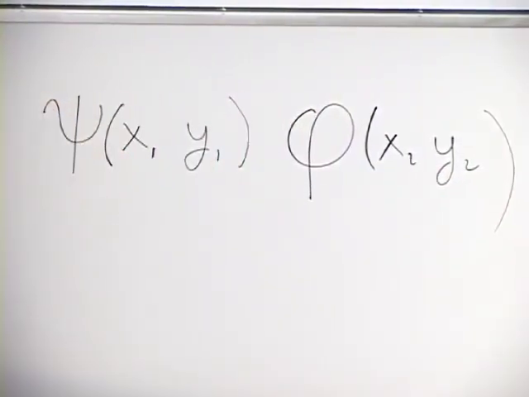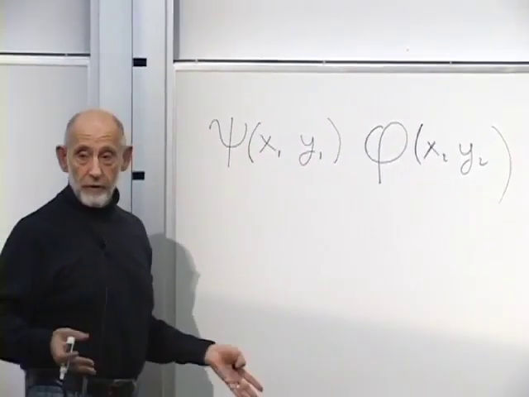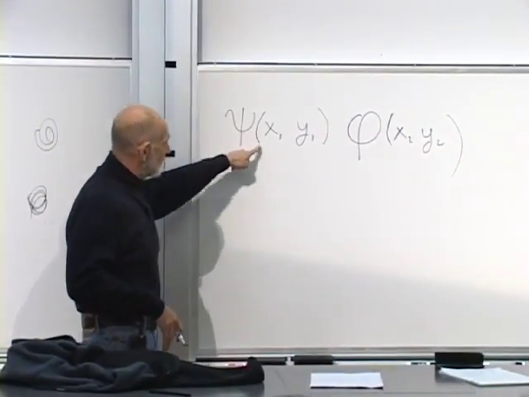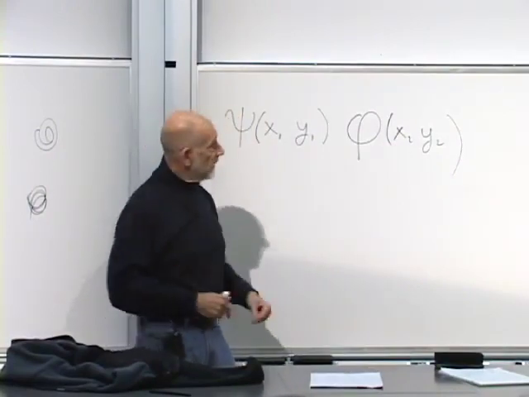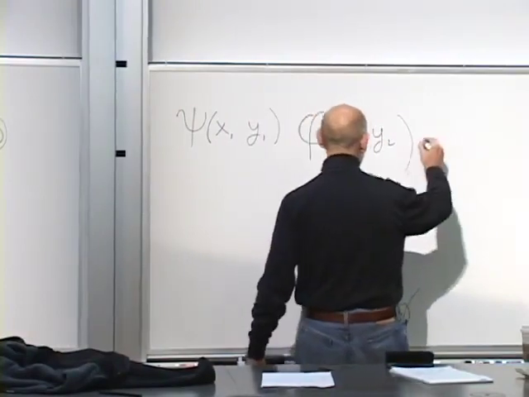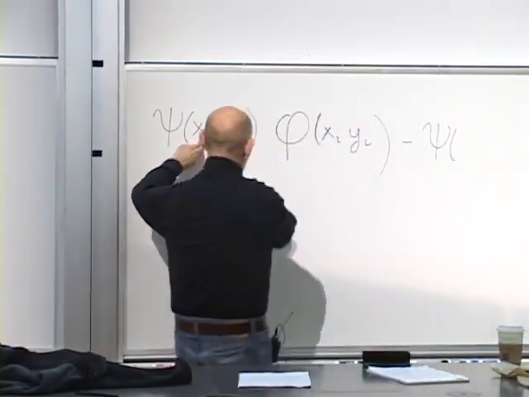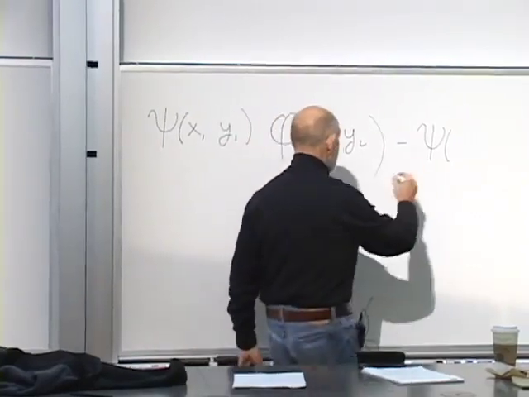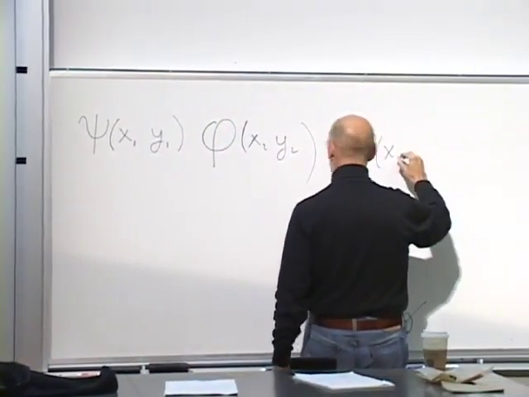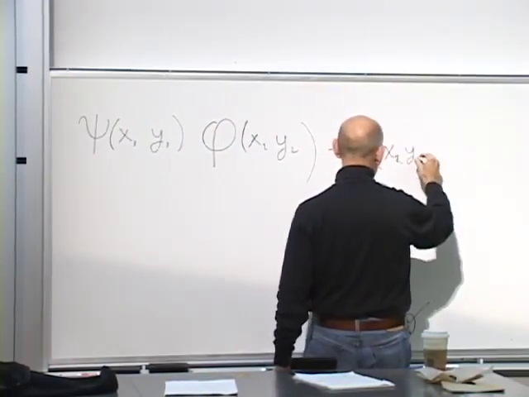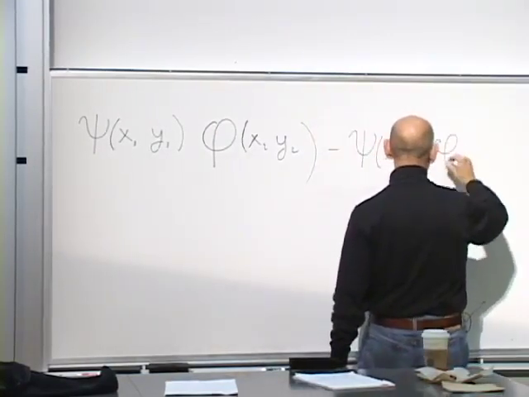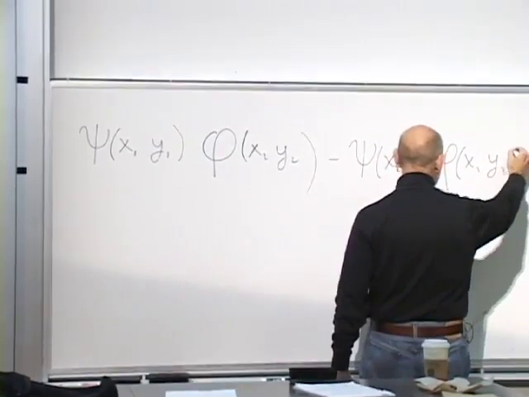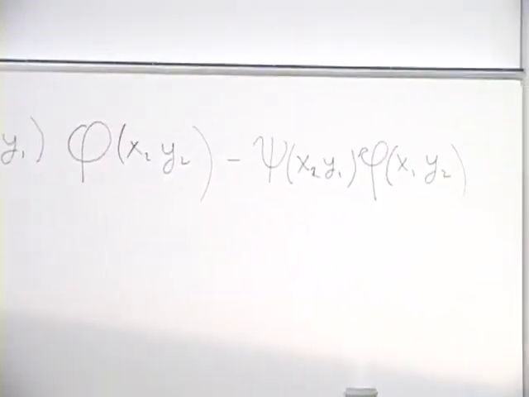Now in general, this is neither symmetric nor anti-symmetric with respect to the x's, or for that matter with respect to the y's. So it's not a good wave function for fermions. Supposing I want to make it anti-symmetric on the interchange of the electrons. That's very easy. We just subtract psi of x2, y1, phi of x1, y2, interchanging x1 and x2 and leaving y1 and y2 alone.